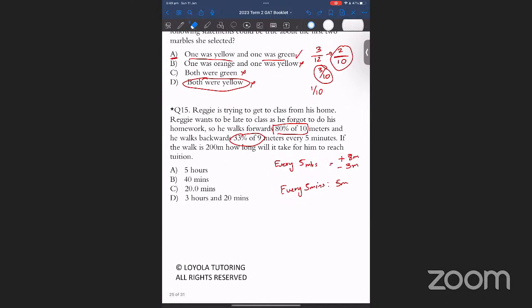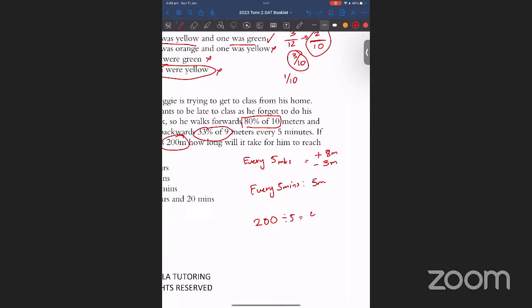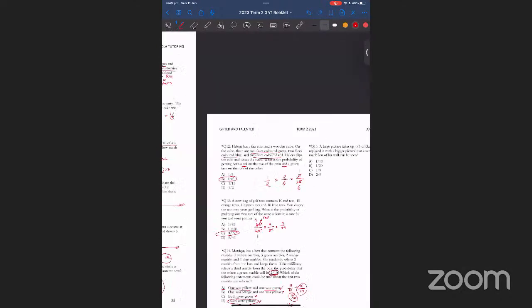Now, he needs to walk 200 meters. So 200 divided by 5 is equal to 40. And it takes him 5 minutes to walk 5 meters. So 40 times 5 is 200.